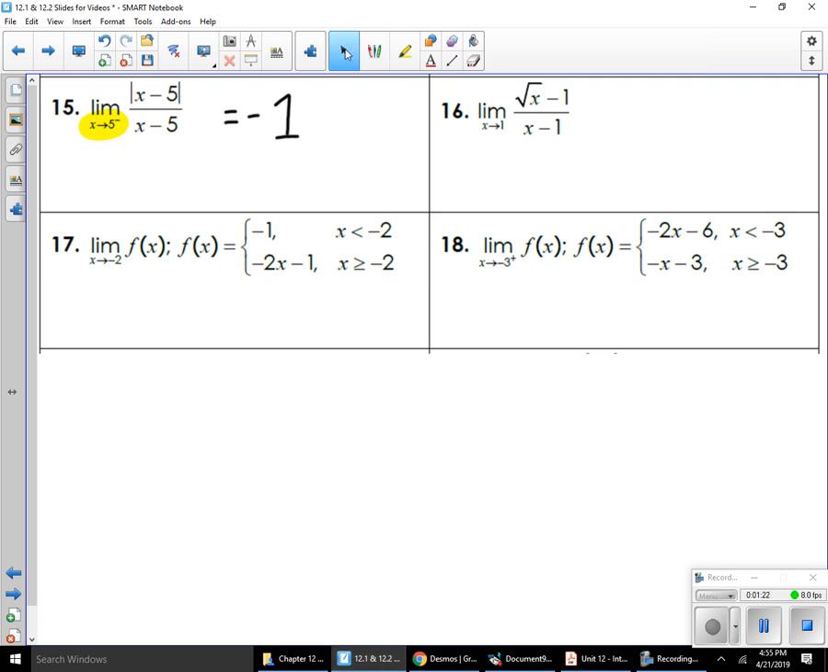Jumping over to 16, now in 16 we're looking for a two-sided limit. Notice there's no plus or minus there, so I do care about jumps. I do want to make sure the left and the right match up. Let's see if they do.